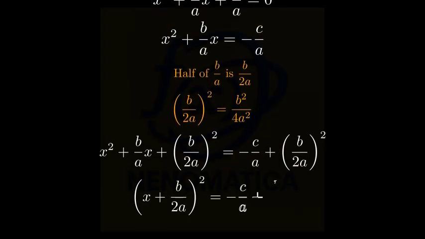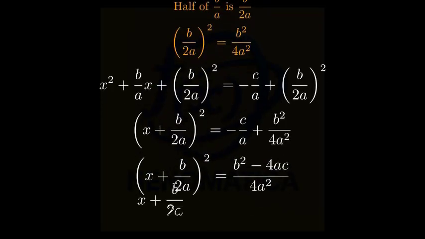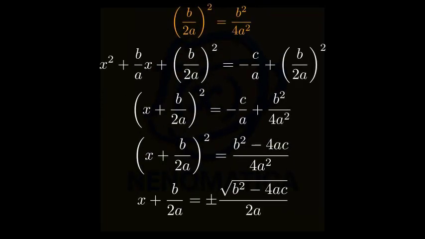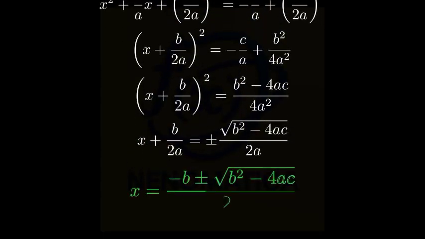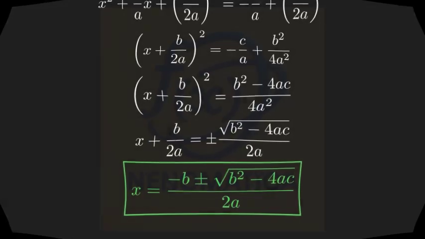Step 6. Factor the left side as the square of a binomial, parenthesis x plus b over 2a parenthesis squared. Step 7. Combine the right side over a common denominator, 4a squared. That gives b squared minus 4ac, all over 4a squared. Step 8. Take the square root of both sides. Remember the plus or minus. Step 9. Subtract b over 2a from both sides to isolate x. This is the quadratic formula.